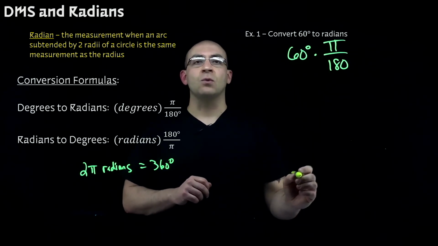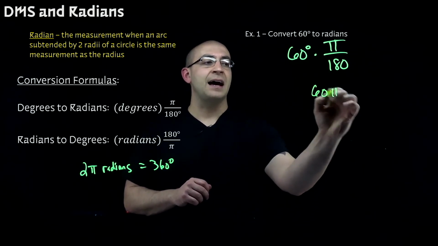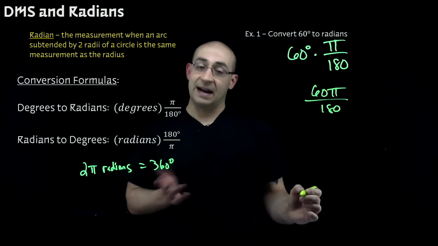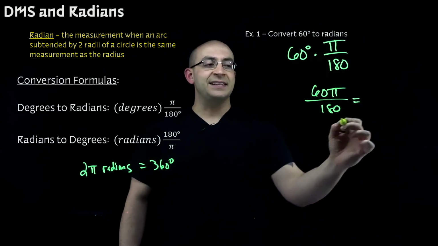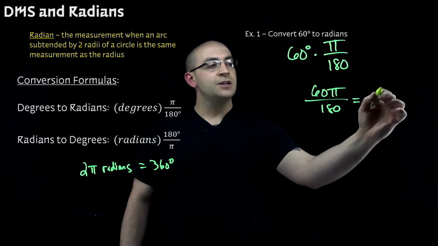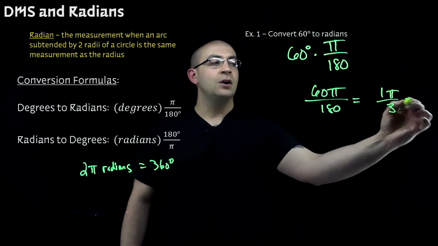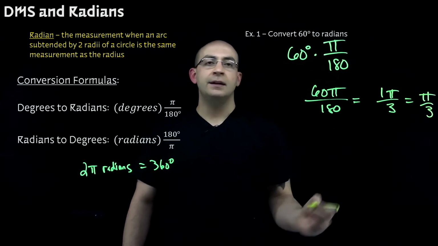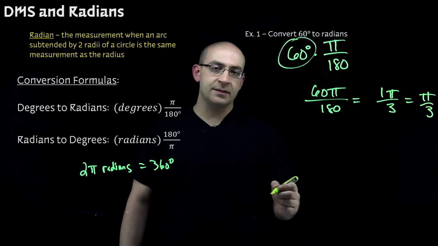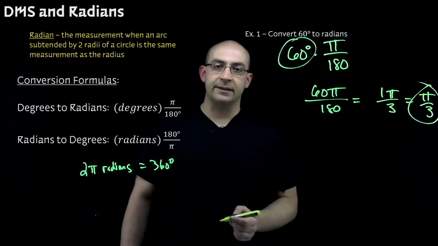Let's stick to the facts. 60 times pi over 180 is going to give me 60 pi over 180. We have to simplify this, obviously. And 60 can go into 180 3 times, so we have 1 pi over 3, or just pi over 3. So 60 degrees is pi over 3 radians.